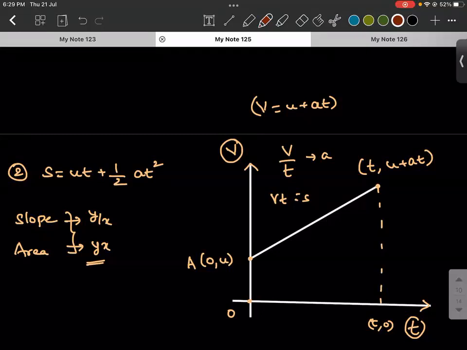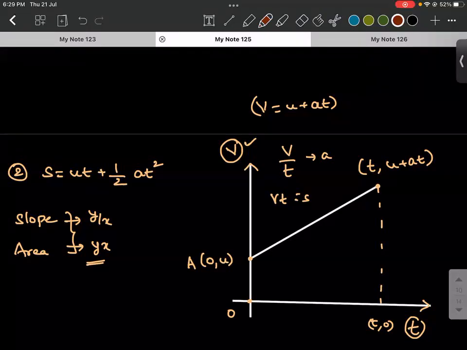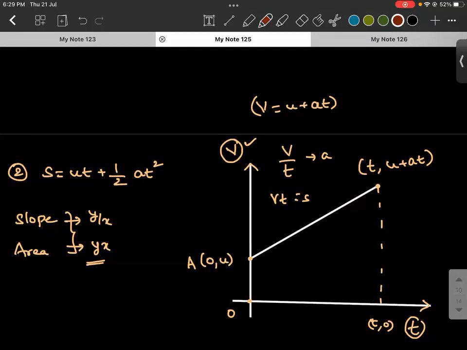I repeat it, listen. You have y-axis and x-axis. If you do y by x, mathematically it is called differentiation, because y by x is slope. Slope is a ratio, whereas area is a product, the product of y-axis and x-axis. So in this scenario, I take v and t. If I want to do v by t, what will I get? Velocity by time is acceleration. That means the slope of a velocity time graph gives you acceleration.